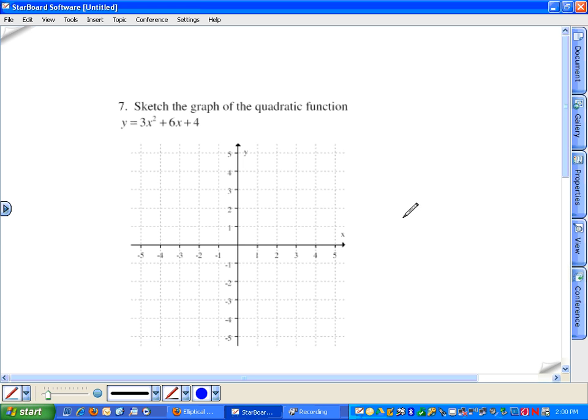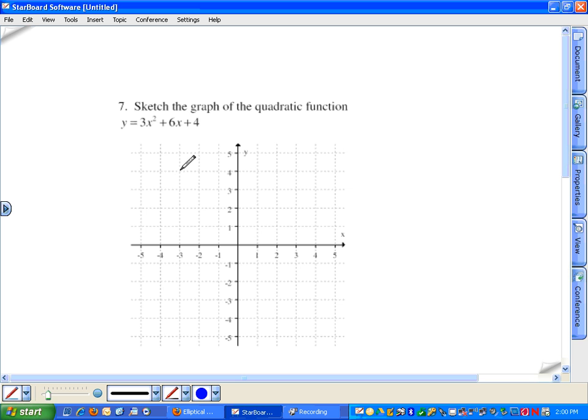Okay, part 2, starting at number 7. Sketch the graph of the quadratic function. The graph of a quadratic function is a parabola. This parabola is in general form. In order to graph a parabola, one of the first things we always have found is the vertex.